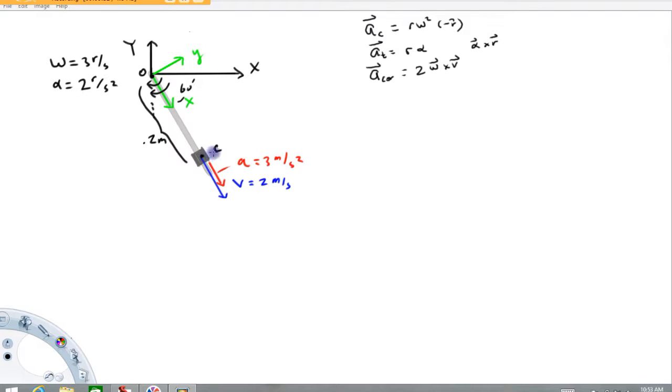This collar, which I labeled C here, is free to move on the bar at the instant shown. It's accelerating down and right at 3 meters per second squared. And at the instant shown, its velocity vector is down and right at 2 meters per second.